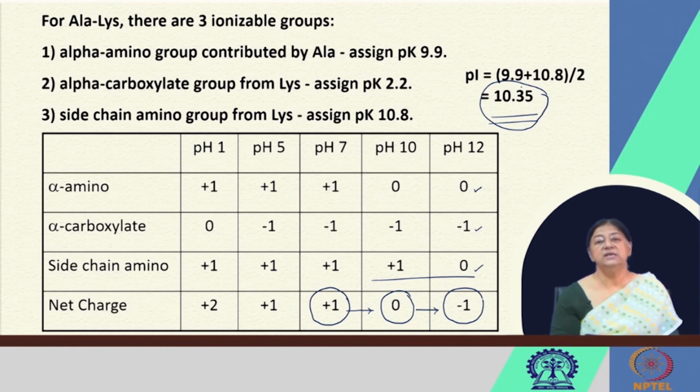So, this exercise can be done for a very varied number of peptides, longer peptides. There are now sites available that will actually calculate the pI for you given the sequence of amino acids. But it is good to know how to do this calculation in determining what the pI of a peptide is going to be.